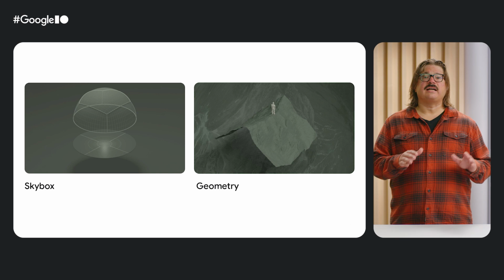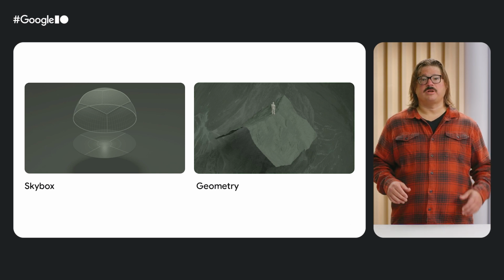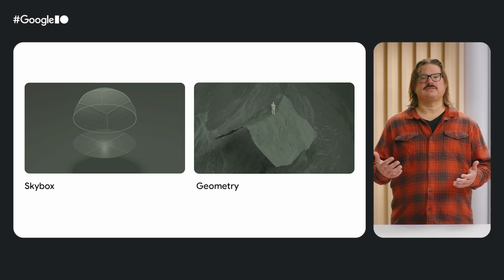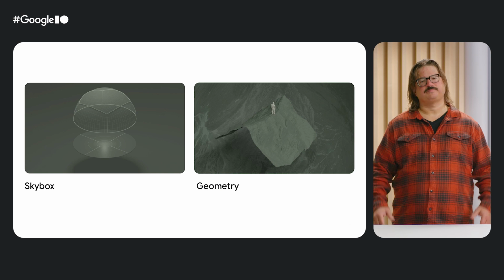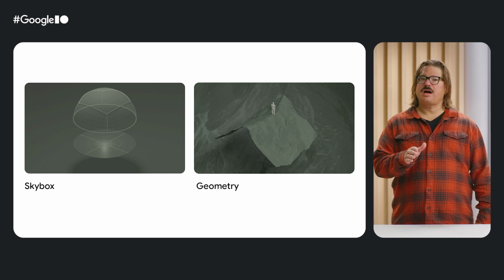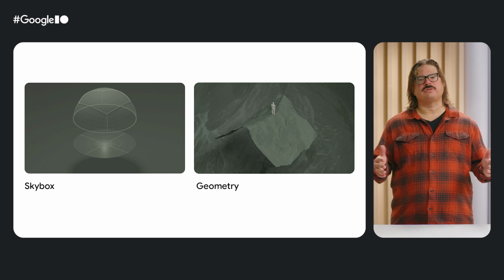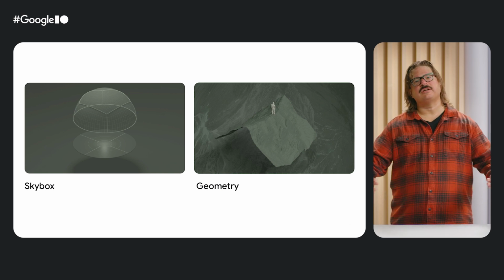Geometry, on the other hand, adds shape and depth to your user's environment, creating real parallax effects for a more realistic sense of immersion. Geometry is typically used to show the ground the user is standing on and objects near the user.